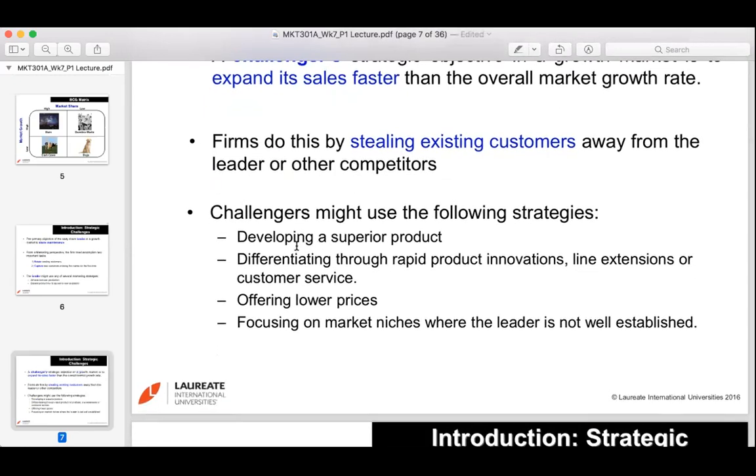Well, you may offer superior products. You may differentiate through innovations, line extensions, or excel in terms of customer service, or you may undercut the price. If your product is at parity, for instance, in terms of level of quality and the features that you deliver for the customers, then the other option for you is to undercut the price, slash the price.